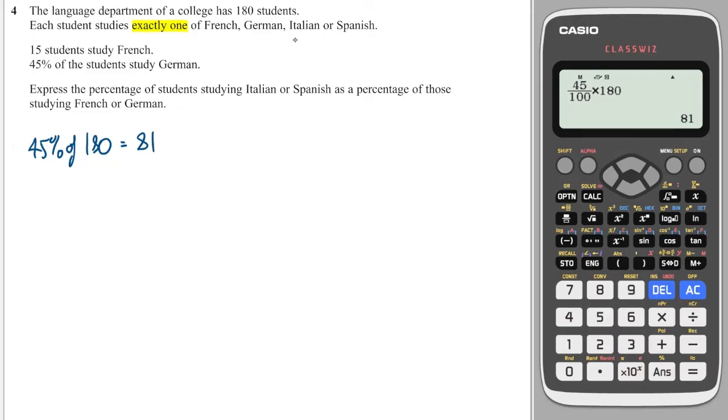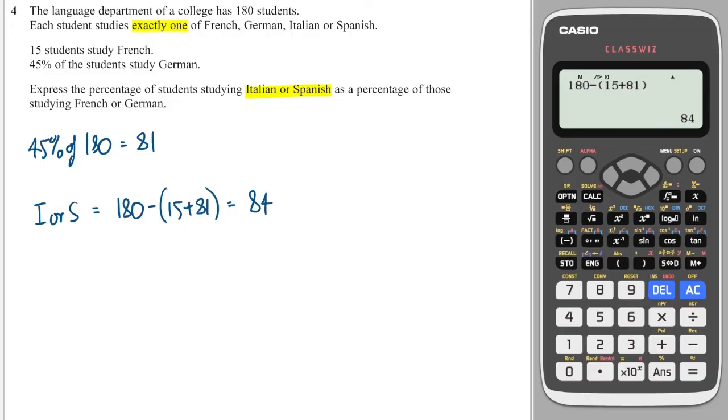Express the percentage of students studying Italian or Spanish. Well, Italian or Spanish, so let's call that A or S, is equal to all of the students minus the ones who study French and German. So the people who do Italian or Spanish are all of the people minus the French and Germans, so that's 84.